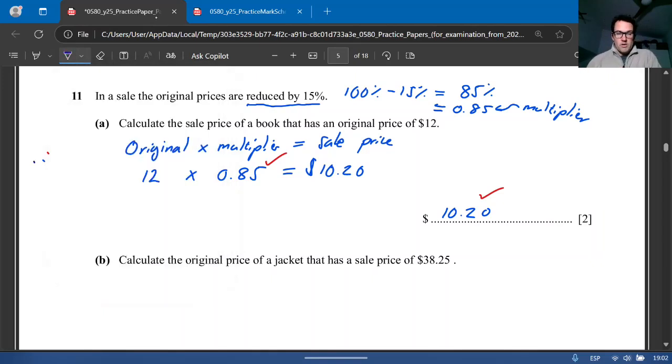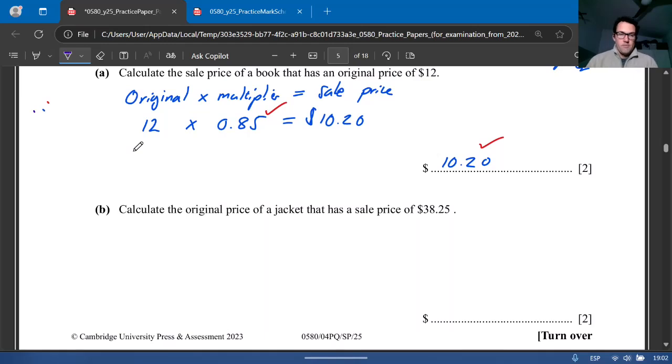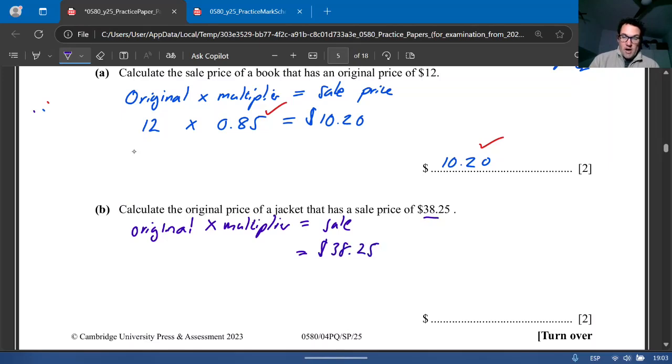we're moving backwards. Remember what I said? It's the original price times the multiplier that gives you the sale price. Now they give us the sale price. We said that is $38.25. The multiplier has not changed. It is what it is, which is 0.85. We now need to know the original. So we're doing this equation backwards.